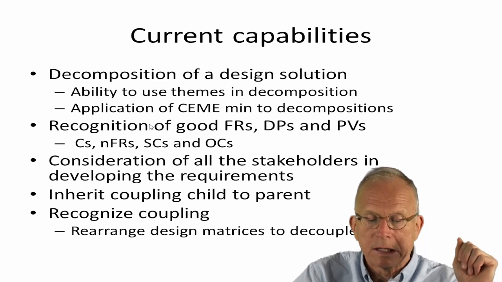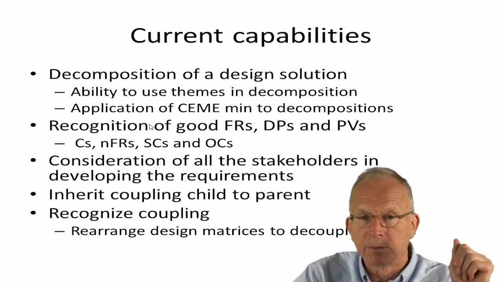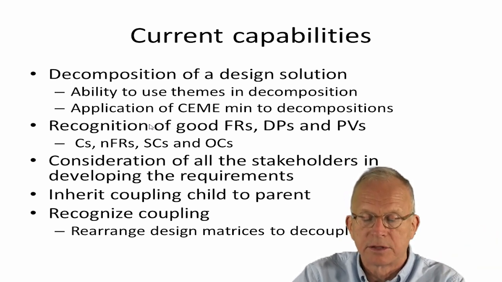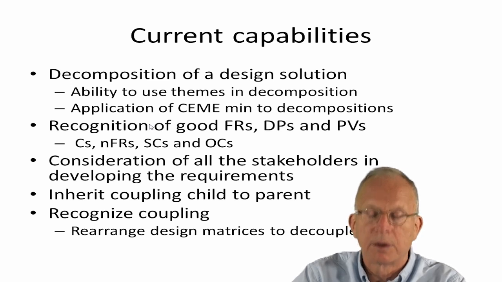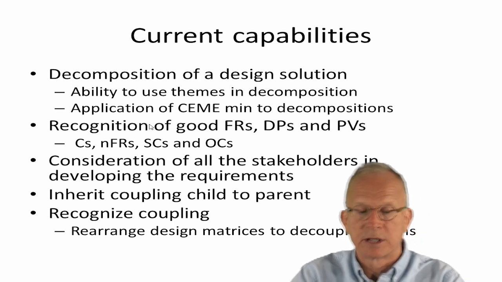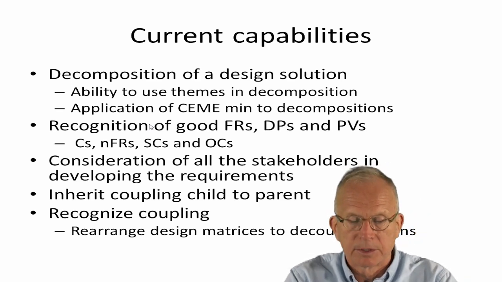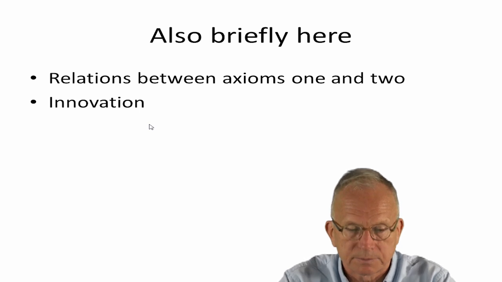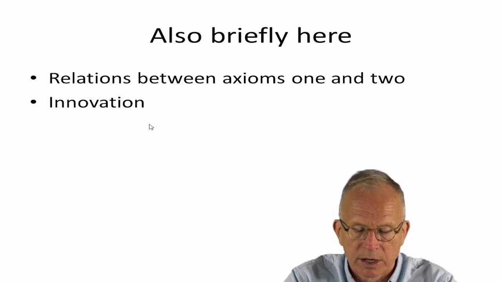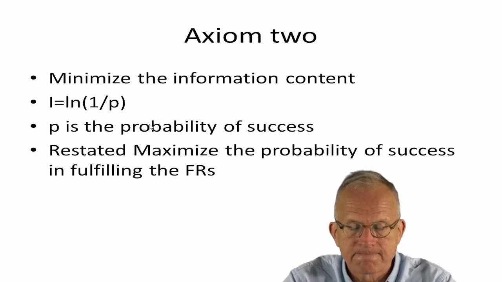I've spoken about the inheritance of coupling from children to the parent, so we can see what the full impact is in the design matrix. And also spoken a little bit about how to recognize coupling and how to rearrange design matrices to decouple designs. So also we're going to talk briefly here about relations between axiom 1 and 2 and innovation.